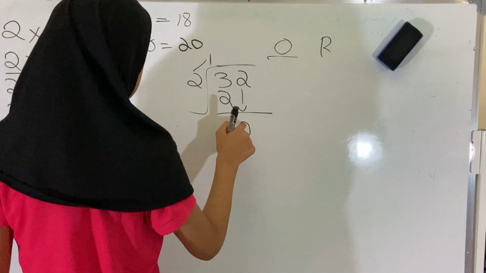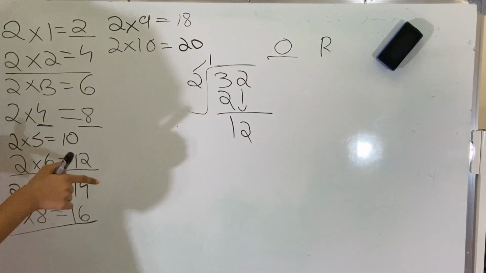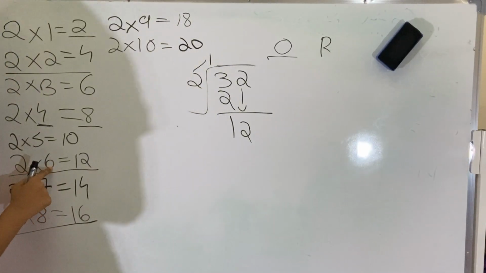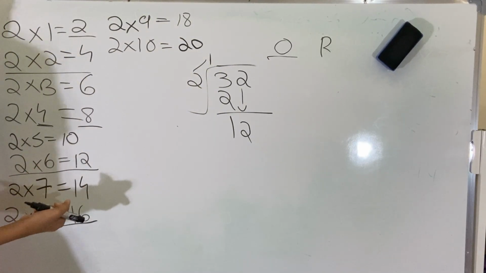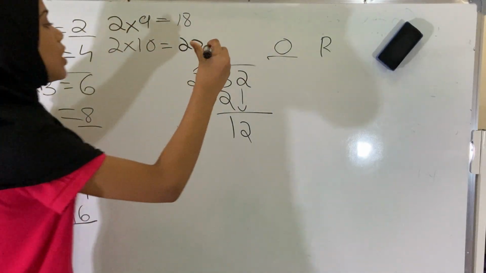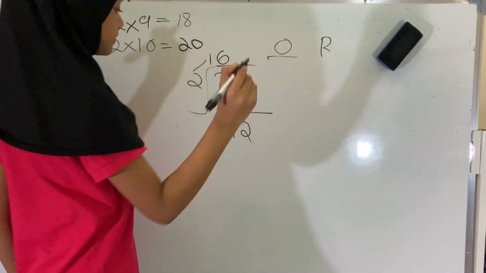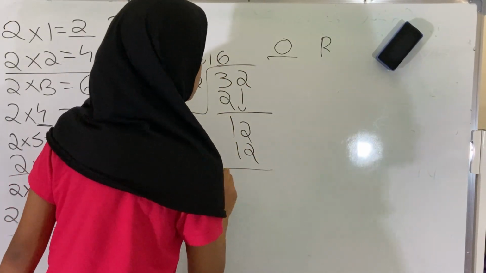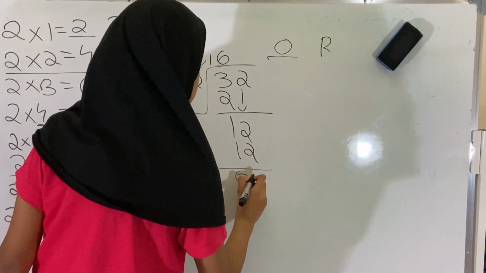So in 2's table, when do we get 12? When you check, in 6's place we can actually get 12. So 2 into 6 is 12. So let's write in here 6. 2 into 6 is 12. Now let's subtract it: 0.